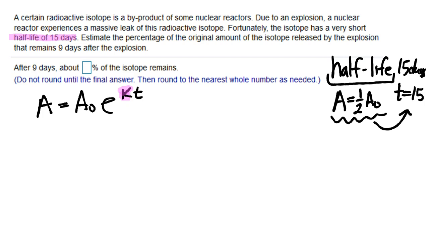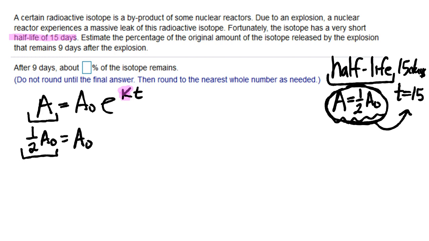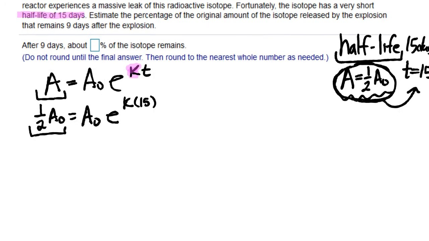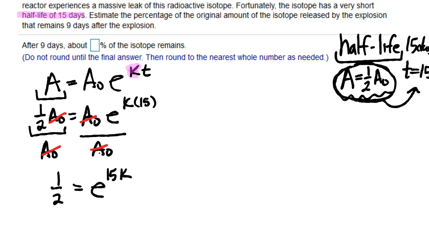So we have us ending up with half of what we started with. So I changed A to 1/2 A naught because that's what we have over here. We're going to leave that A naught. We're trying to figure out k, and in for time, we're going to put 15. Okay. So now we're going to be able to solve this exponential equation. We're going to divide both sides by A naught, and it ends up canceling out on the left and canceling out on the right. And we have 1/2 equals e to the 15k.